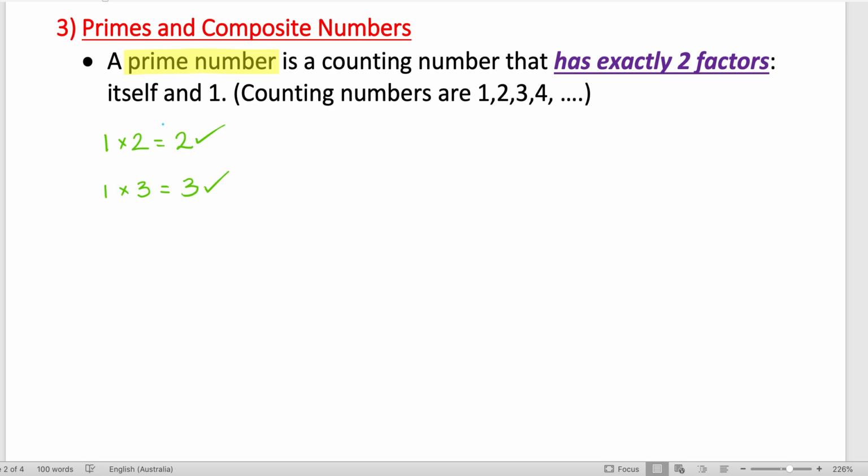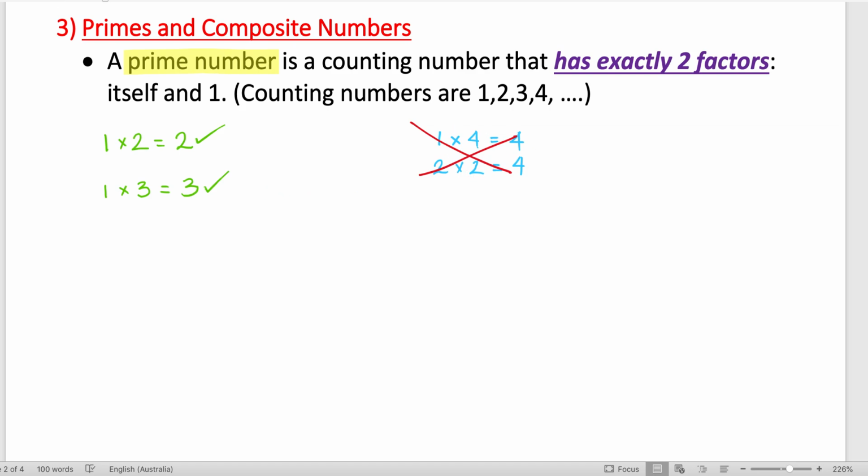Let's do another one. The next number will be 4. So if I start, 1 times 4 equals 4. Wonderful. Then I have to check 2. Can I divide 4 by 2? Yes, I can. 2 times 2 equals 4. So this one is not a prime number, because this 4 has 3 factors, 1, 2, and 4. So it's not a prime number.